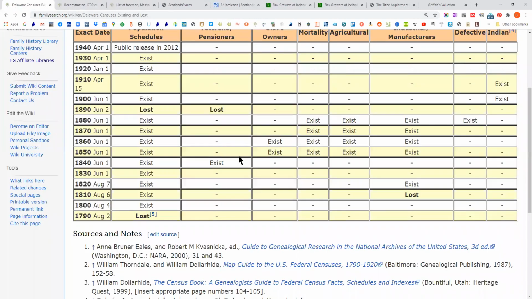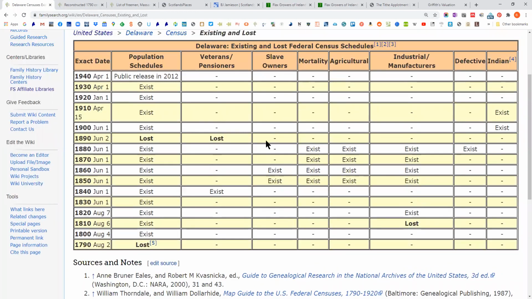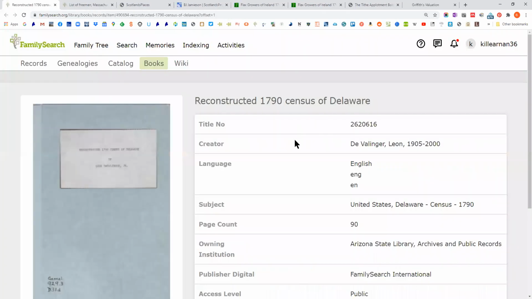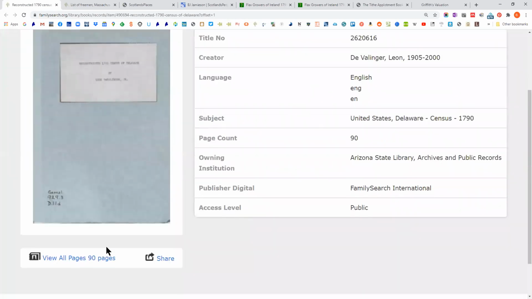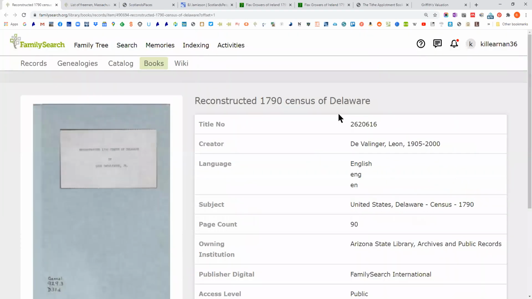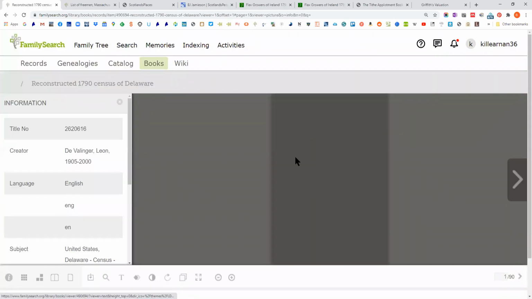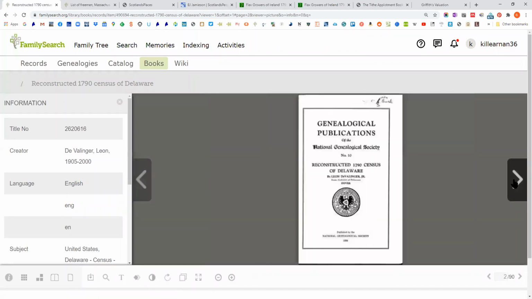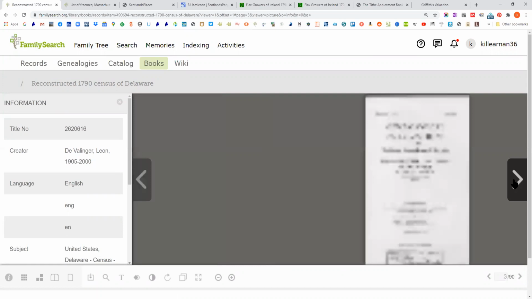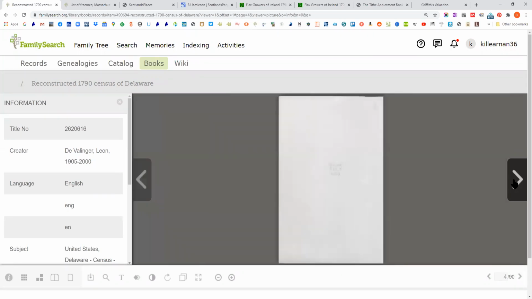So this is Delaware. They'd only lost 1890 and the one here in 1790, plus the industrial and manufacturers from 1810. But again, there's this book available, this is at Family Search in their books category, and there's a link to this from the catalog. So if you looked for Delaware census, there would be a link to this. And again, you get a lot of stuff at the beginning.